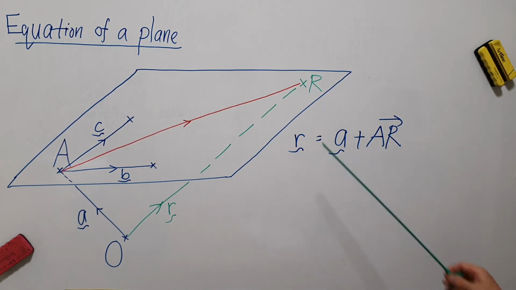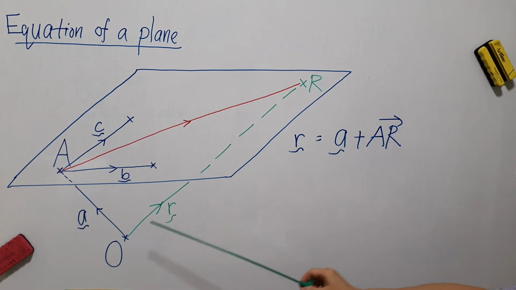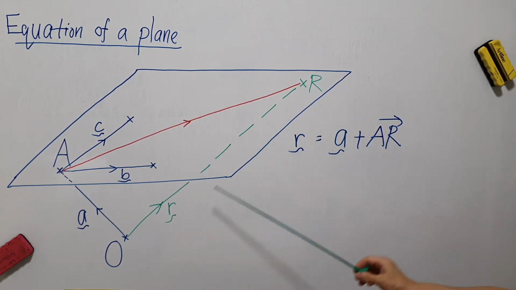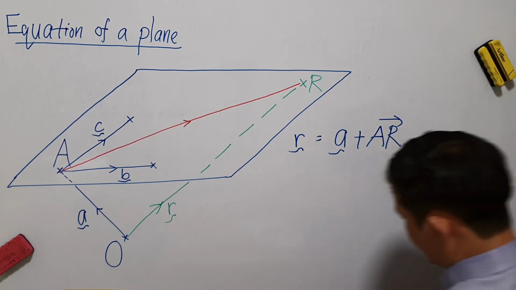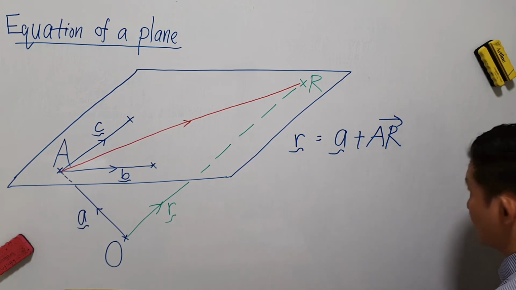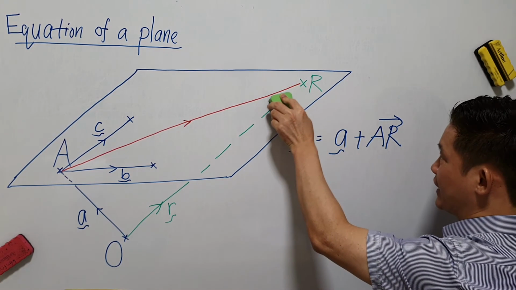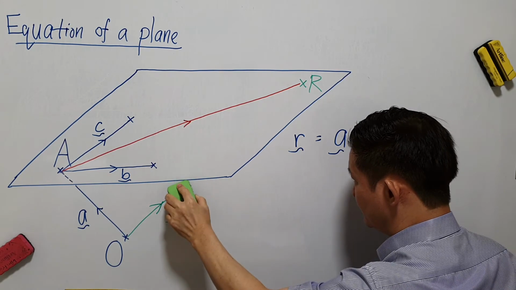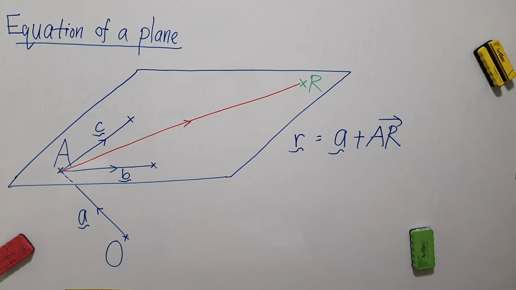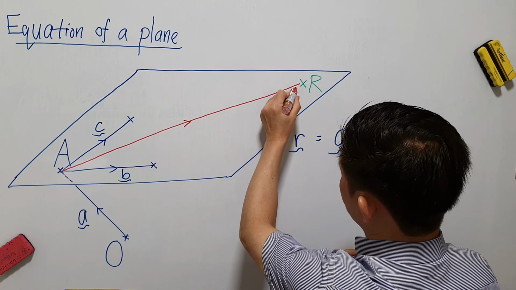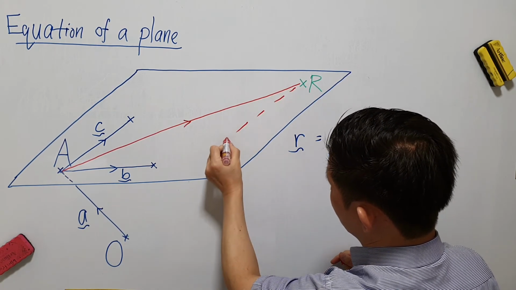So for this generic point R, the position vector OR, or just R, is equal to A plus the vector AR. And now we want to make an attempt to find this vector AR. Let me erase this because it's a bit cluttered. Okay, now to find the vector AR, I want to complete this diagram, this parallelogram here.